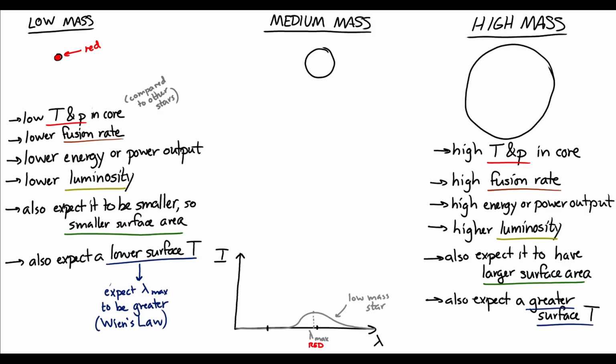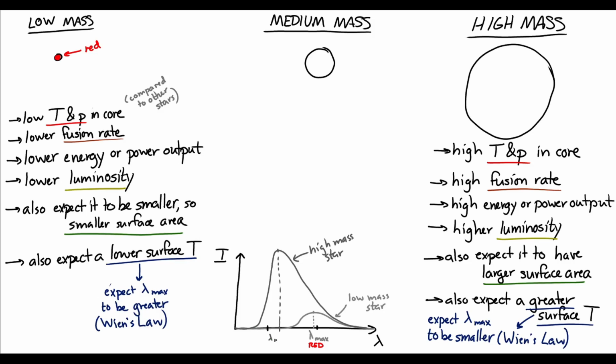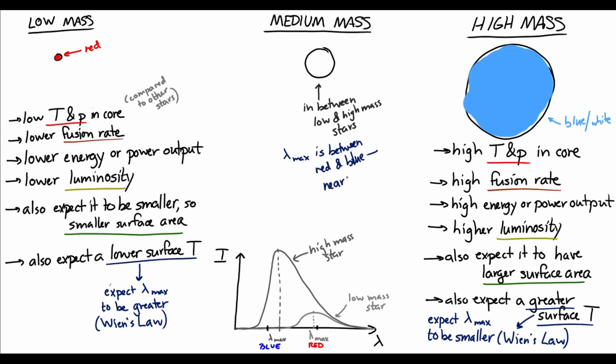If we think about the high mass star, it has a high surface temperature, and by Wien's law we would expect it to have a smaller wavelength of maximum emission. And in fact, for these stars, the wavelength of maximum emission tends to be near the blue part of the spectrum or even in the ultraviolet. So these stars tend to look blue or white. In the middle, all of the values are kind of between the low and high mass stars, and there we'd expect the wavelength of maximum emission to be right in the middle of the visible spectrum, and the star tends to look yellowish or yellow-white, just like our sun.